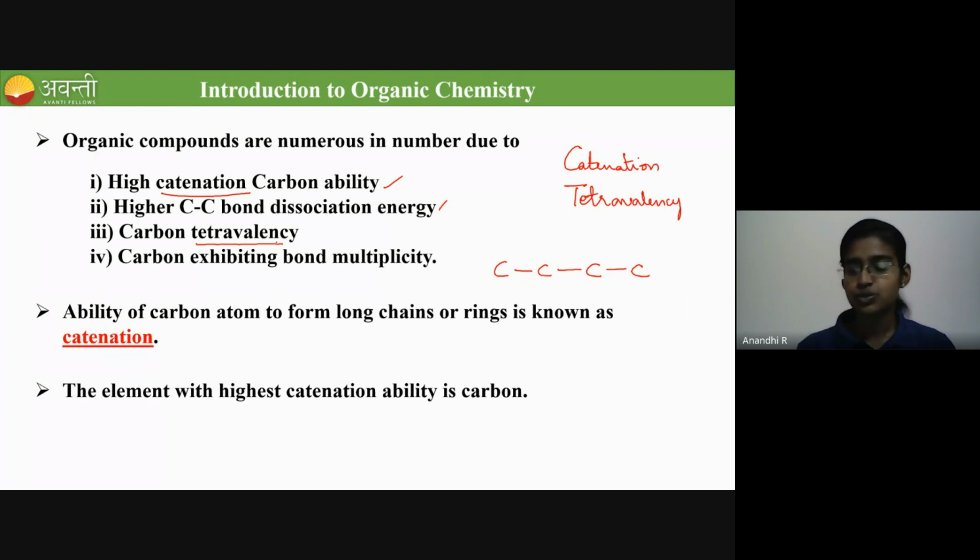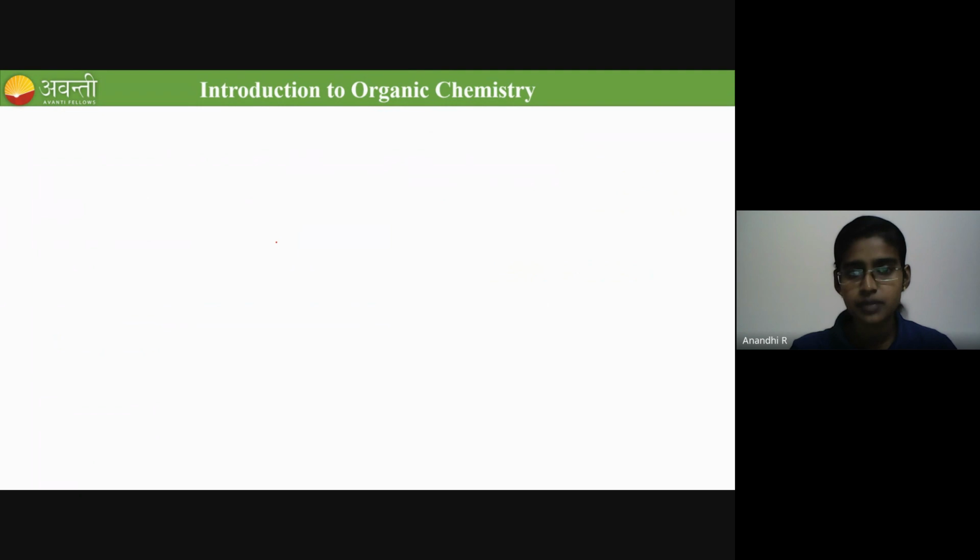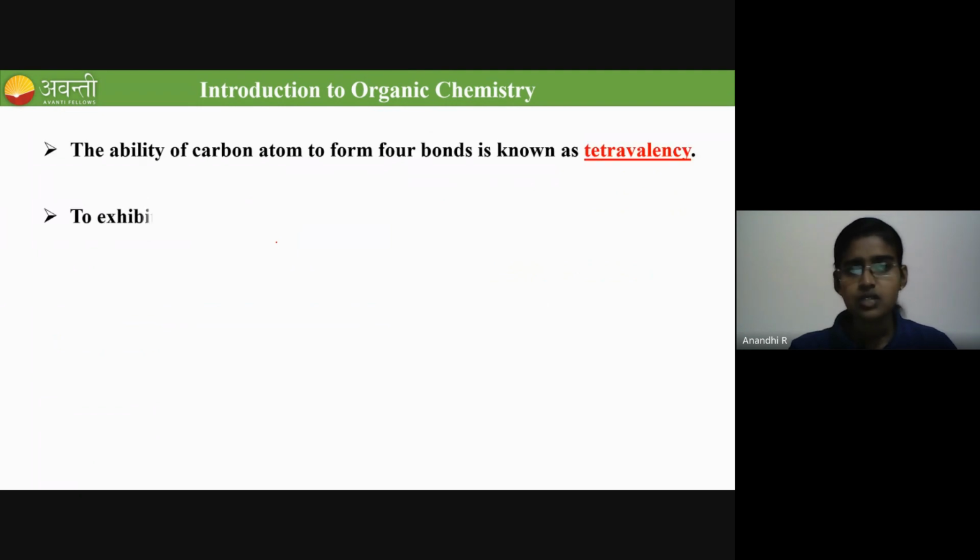So what does it do? It will always share its electrons. I'll discuss this tetravalency in the next slide for you. So the ability of the carbon atom to form 4 bonds is known as tetravalency.